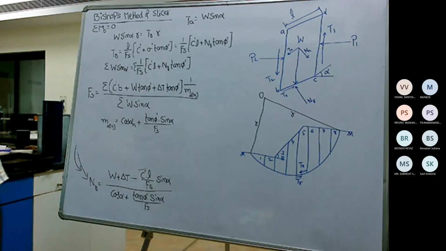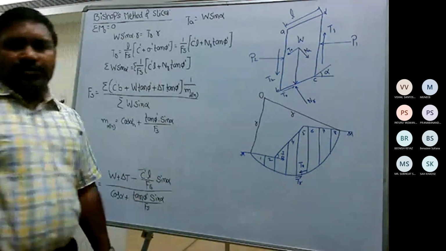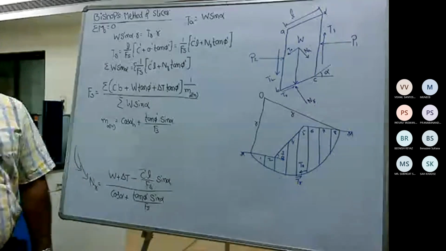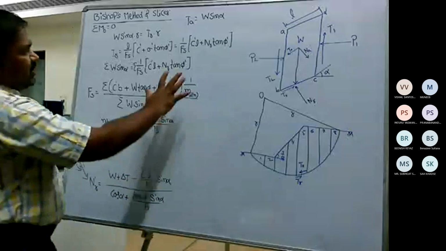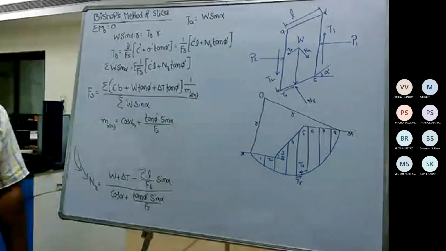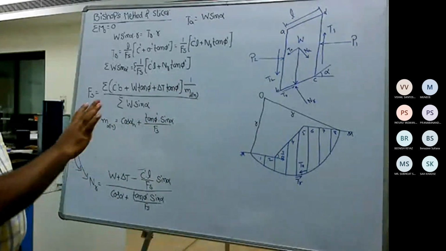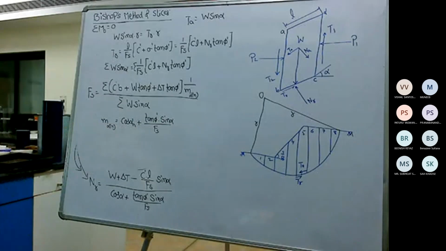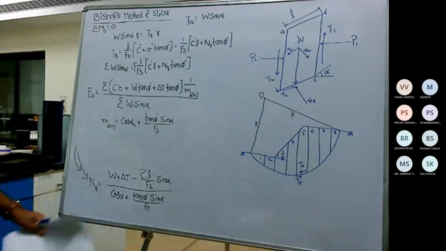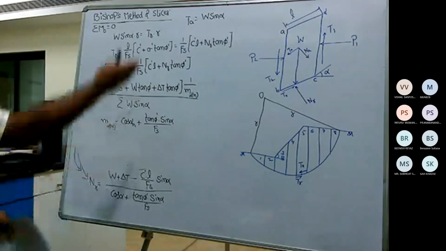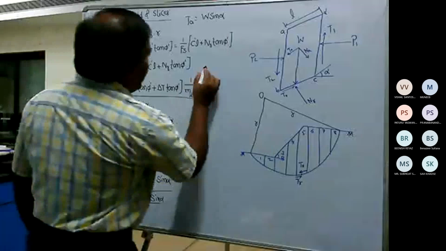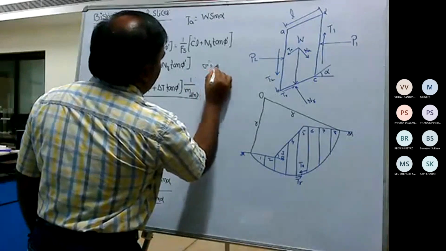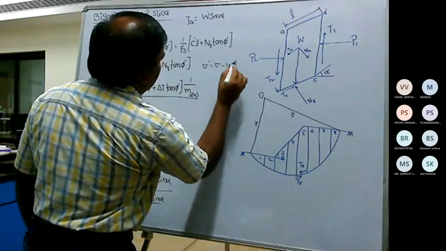Okay, so we should try the derivation or the simplification of all these things at leisure time. You can do it, there is no problem. But this is the final derivation of the ordinary method of slices as well as Bishop's method of slices. Here also, if you want to include the pore water pressure component, you can do so. That is based on the concept of sigma dash is equal to sigma minus u.